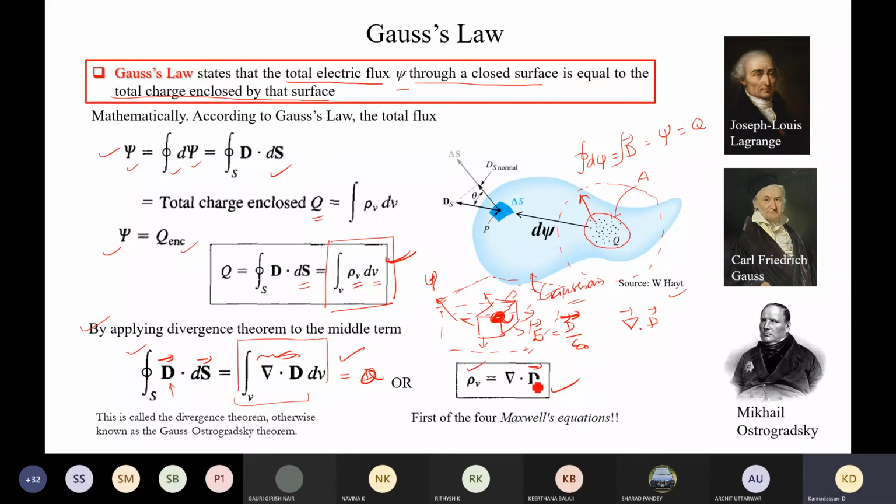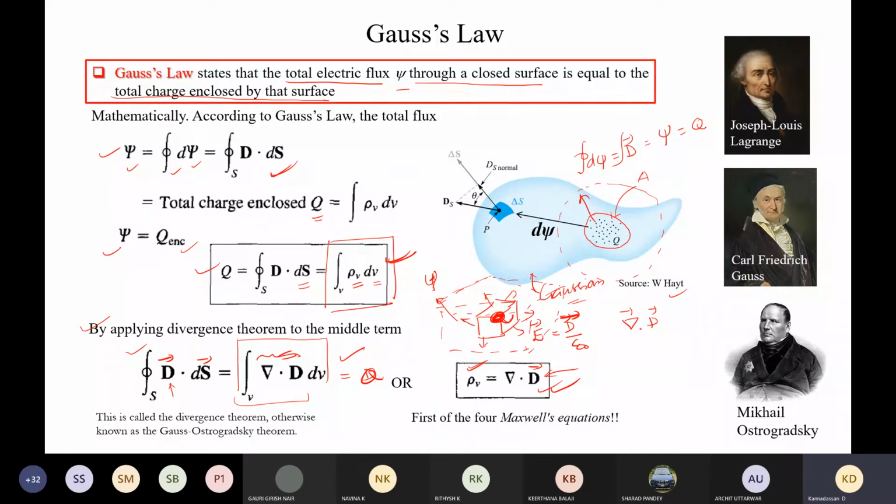Otherwise, by calculating the total flux density, I can calculate this Q. So alternatively, we can do this. But the most highly preferred one is that we know D. In this way, we can calculate this rho, and therefore we can calculate this Q. So that is the idea behind this Gauss law. So Gauss law is a very useful idea in practical applications.